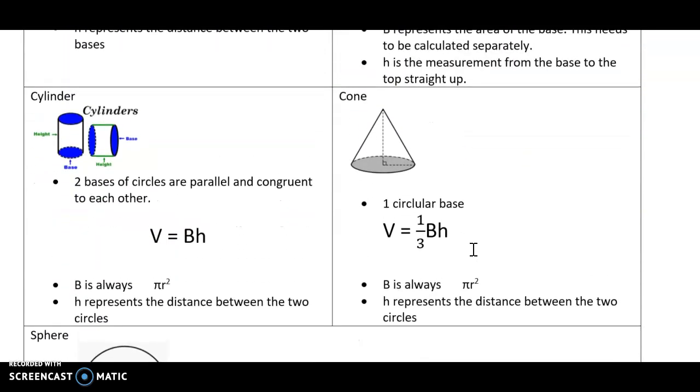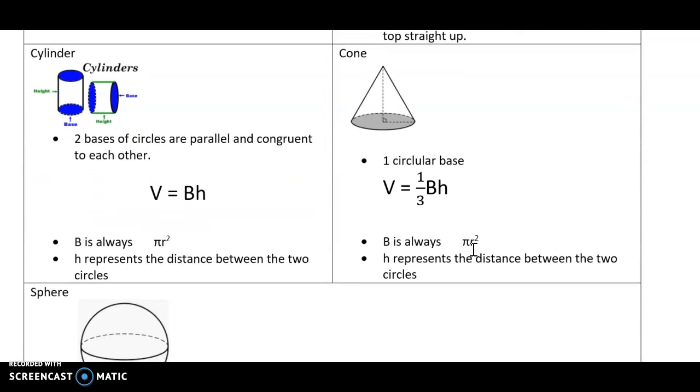Okay, then we have cylinders and cones, and they go together. Cylinders, you have two bases or circles that are parallel and congruent to each other. Volume equals big BH. B for a cylinder is always a circle, so it's pi r squared. H represents the distance between the two circles. So you're doing pi r squared times H. So you're basically filling all the way to the top.